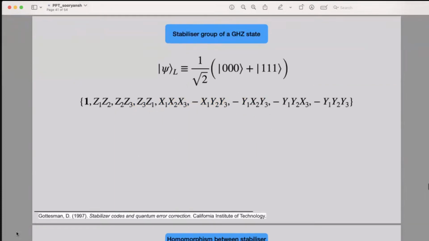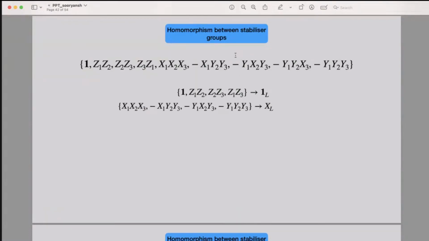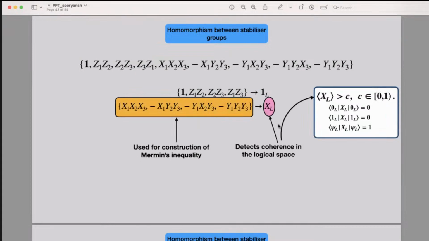Okay. So here it is, this is the stabilizer group of a 3-qubit GHZ state, and this stabilizer group also has a homomorphic map with the stabilizer group of a single-qubit logical state, in which this is the kernel of the homomorphism, and this is the coset which maps to XL. Now the point is that again the same story, that this XL can be used for construction of a coherence witness, but the nature of this thing is important.